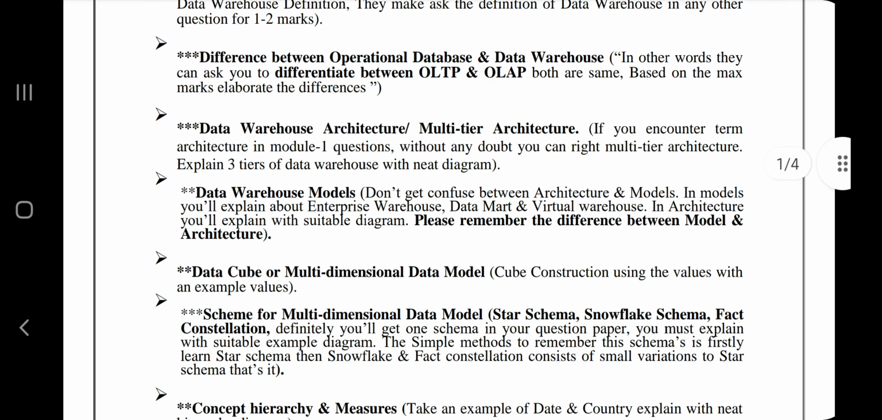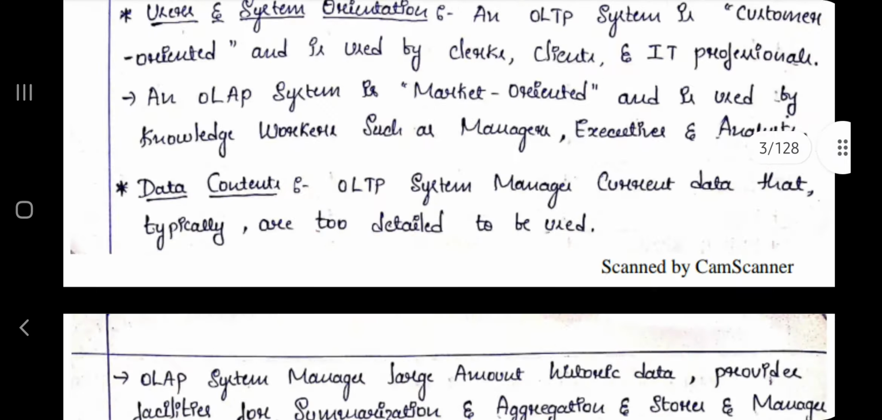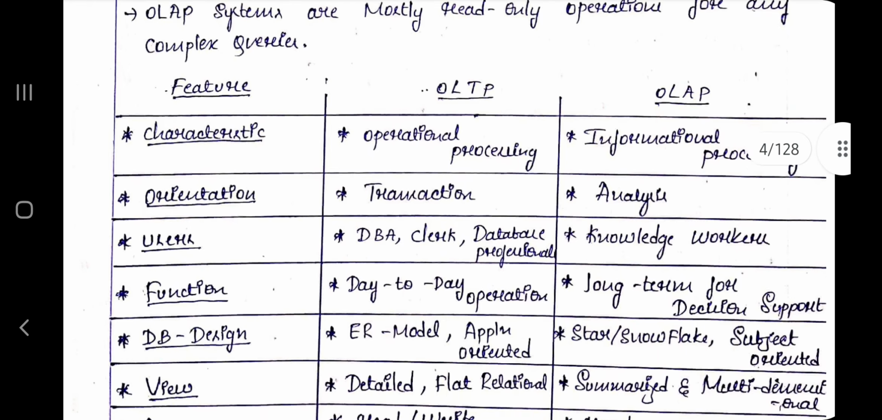Okay, then we have the differences between operational database and data warehouse. The operational database is the same thing we studied in database management systems, and the data warehouse is what we'll be studying in this semester. So the question is asking what the main difference between these two is. You can find the answer here if you go to page number 4.